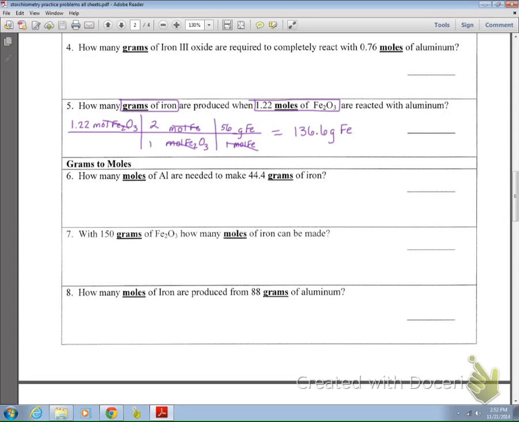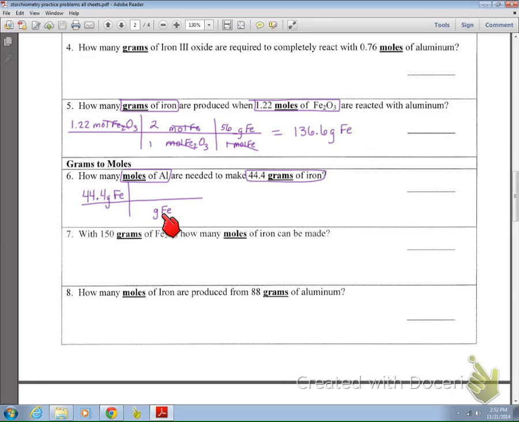So I know that I need to start with 44.4 grams of iron, and I'm trying to get to moles of aluminum. If I start with 44.4 grams of iron, grams of iron needs to go on the bottom. Then you ask yourself, can I go from grams of iron to moles of aluminum? Anytime I go moles and grams, those elements or compounds need to match. Since they don't, what I need to go to is moles of iron.